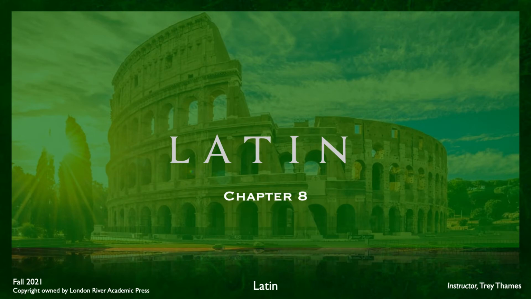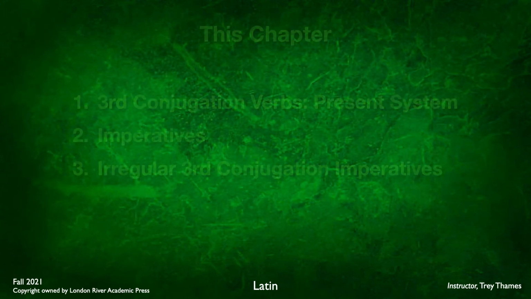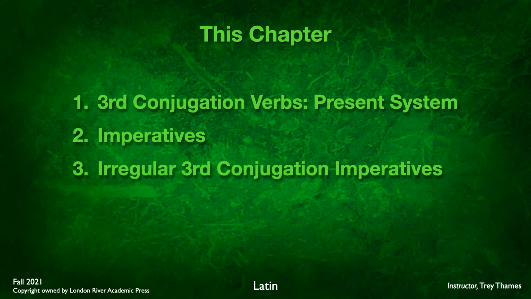Welcome to Wheelock's Latin Chapter 8. In this chapter, we're going to be discussing third conjugation verbs. We're going to be looking at how to conjugate them in the present system. That's going to include the present tense, the imperfect tense, and the future tense.